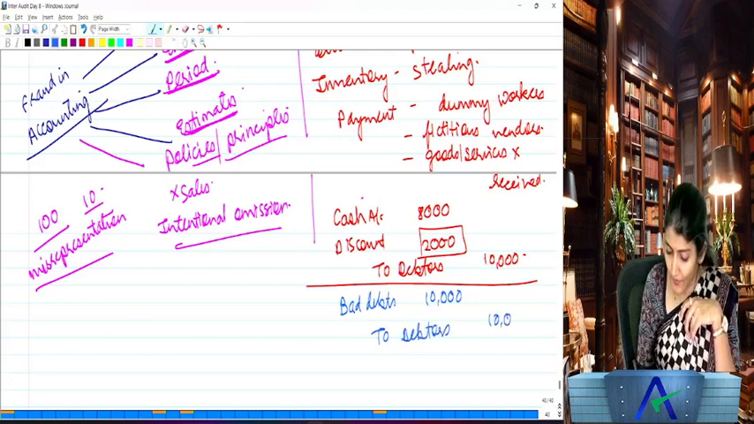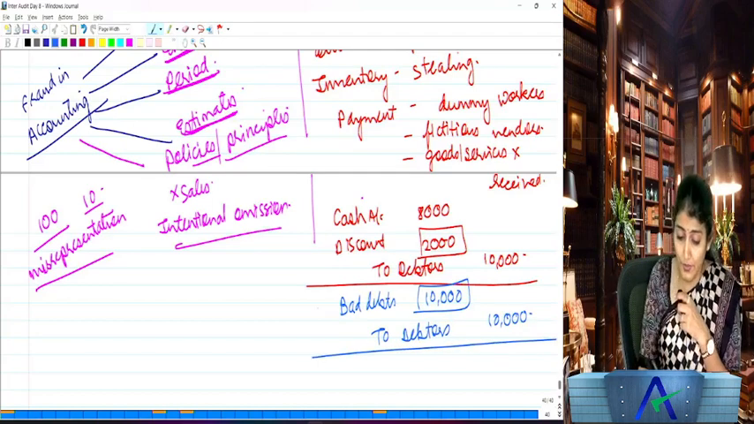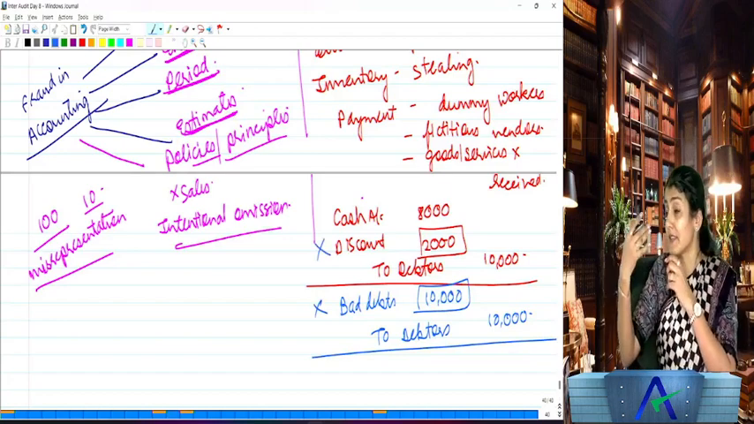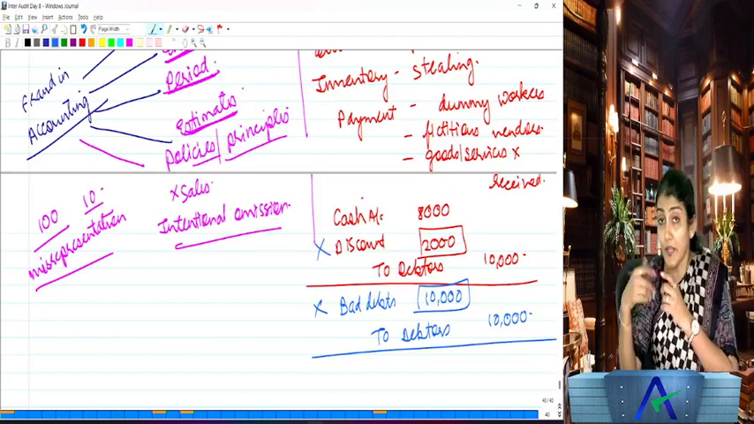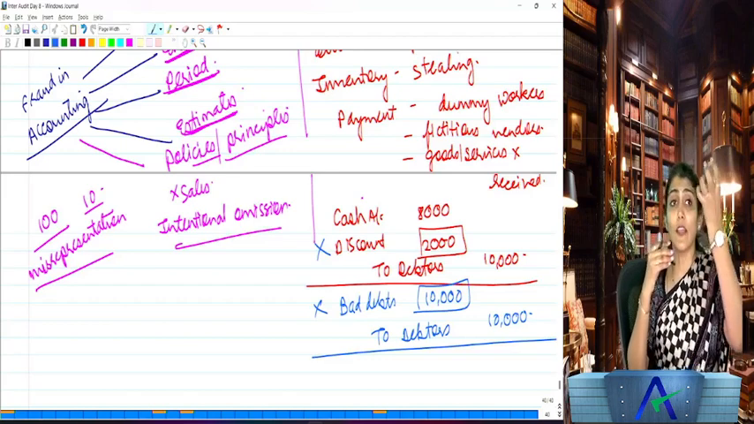Where is the 10,000 going? Pocket account. Did the debtor pay? Yes, but you are showing good debt as bad debt. You are showing inappropriate, unauthorized discounts being given to the customers. What are you doing? You are misappropriating the assets of the company.